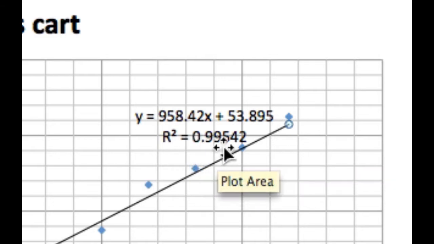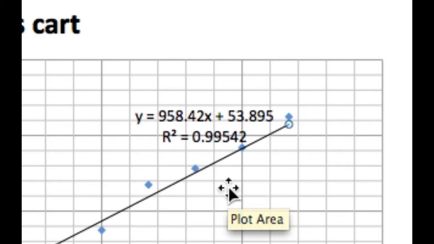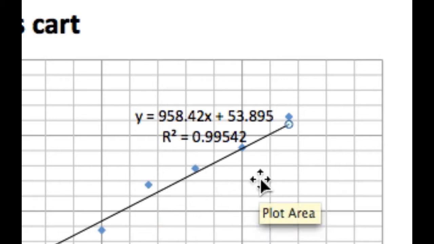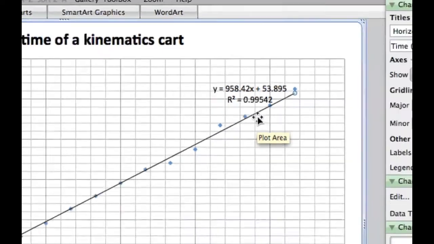This is 0.99542. Well, 0.995. That's really good. 1 is perfect. Every dot is exactly on the line. 0.995, really good. The higher this is, the closer your fit is.